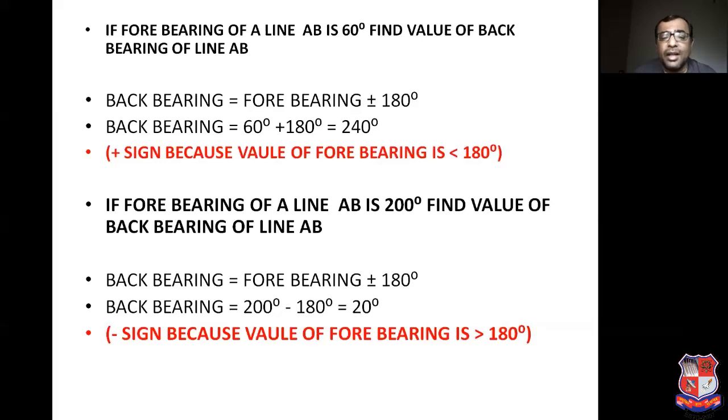Let us take the second example. If the value of forebearing of the line AB is given as 200 degrees, find the value of back bearing of the line AB. The relation is back bearing is equal to forebearing plus or minus 180. Back bearing is equal to 200 degrees minus 180 degrees, that is equal to 20 degrees, which is the answer. Here we applied the minus sign because the value of forebearing given is more than 180 degrees.